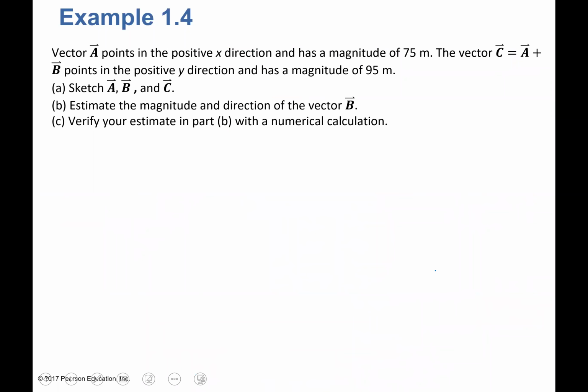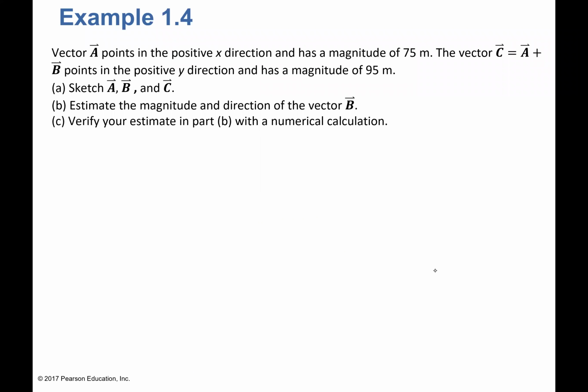So here's the last example that we have. We have a vector A that points in a positive x direction and has a magnitude of 75 meters. And vector C equals A plus B and points in a positive y direction and has a magnitude of 95 meters. Sketch vectors A, B, and C.